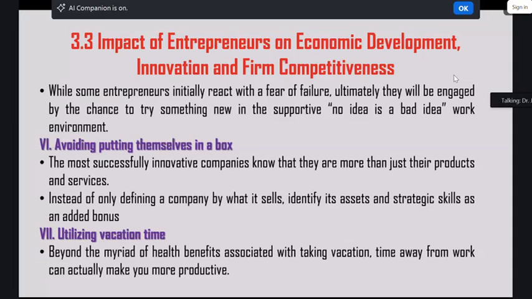So we can also talk about utilizing vacation times. Beyond the myriad of health benefits associated with taking vacations, time away from work can actually make you more productive. Sijui kama hii inawezekana kwa context ya Kitanzania. Imekuwa ni ngumu sana kuitimiza.